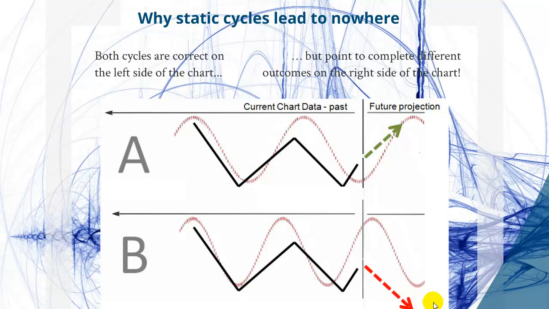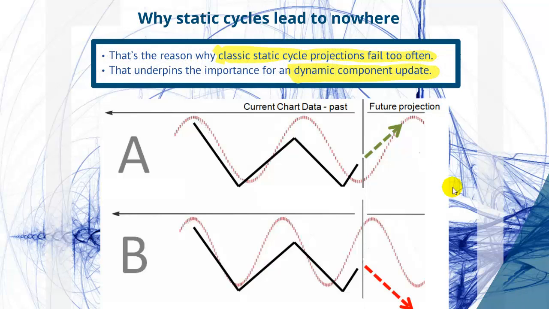So on the left chart, we clearly have a quite similar cycle detected, which is the same dominant cycle. But if you move over to the right side, to our projection for trading, we get quite different projections. And this is exactly the reason why classic static cycle projections fail too often, if you're familiar with static cycle projection. That underpins the importance of a dynamic component update.